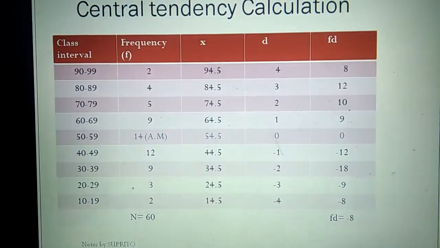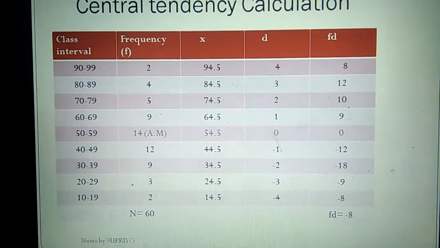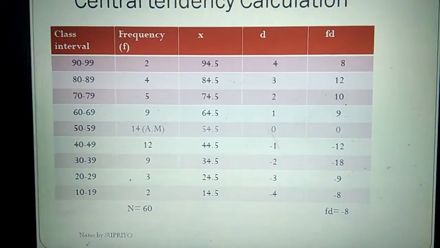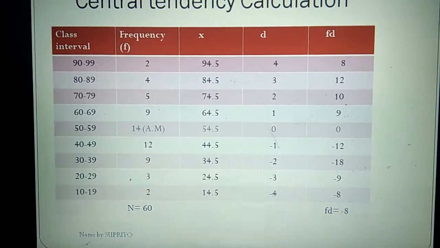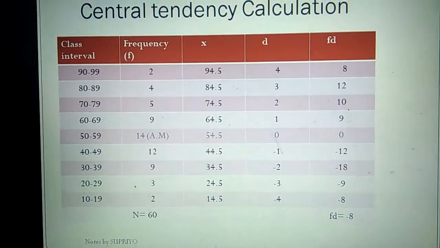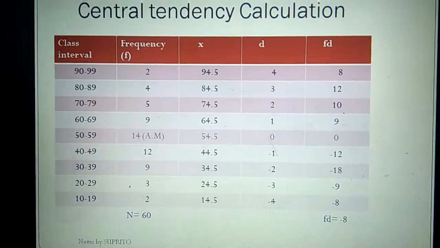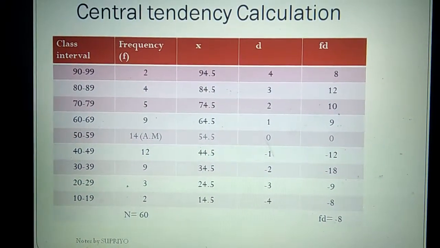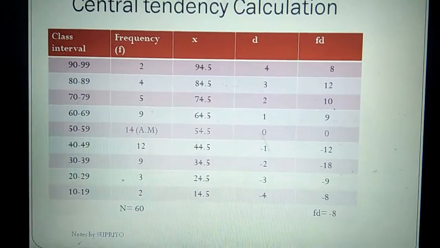Now, the most important part that we have to know over here is that we have to find out the frequency which is maximum. So, basing on the second column where the frequency is given, we see that the maximum frequency over here would be 14, right? So we mark that as A dot M. Now we have to bear in mind a little bit about this highest frequency.